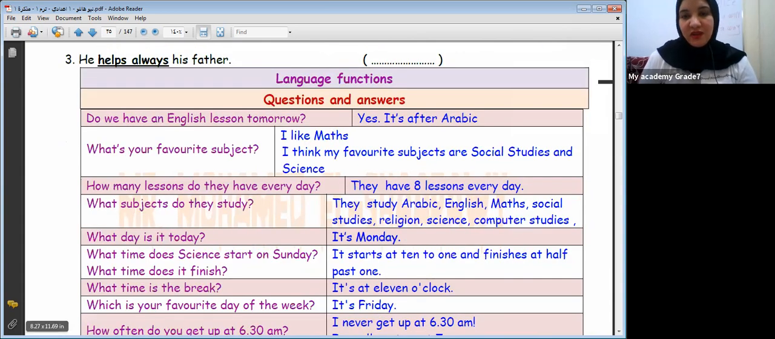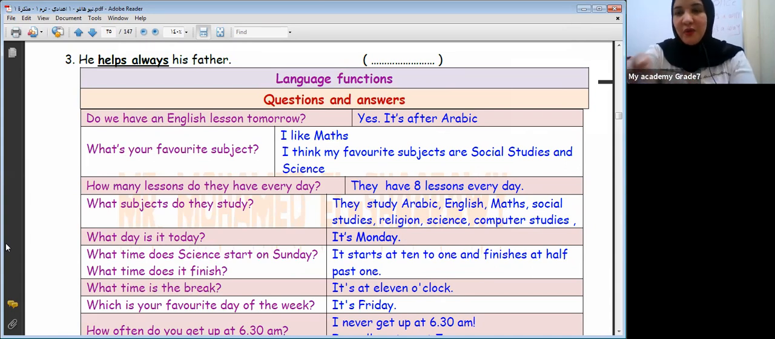How to use language, okay? I study language to use it, to contact with people. I study grammar and vocabulary to contact with people. This is the aim of the language, to contact with other people in one language. So, how to use language? Language functions, okay? How to make a dialogue.